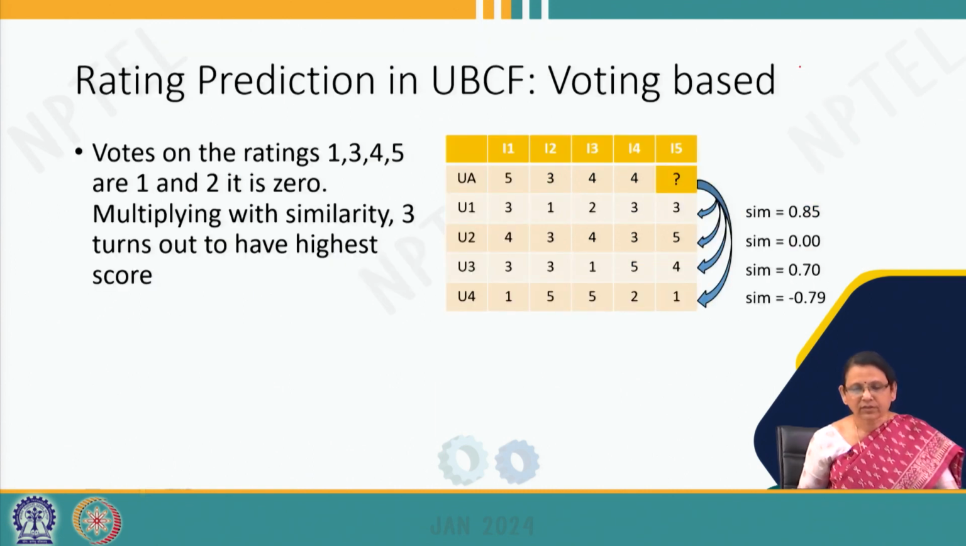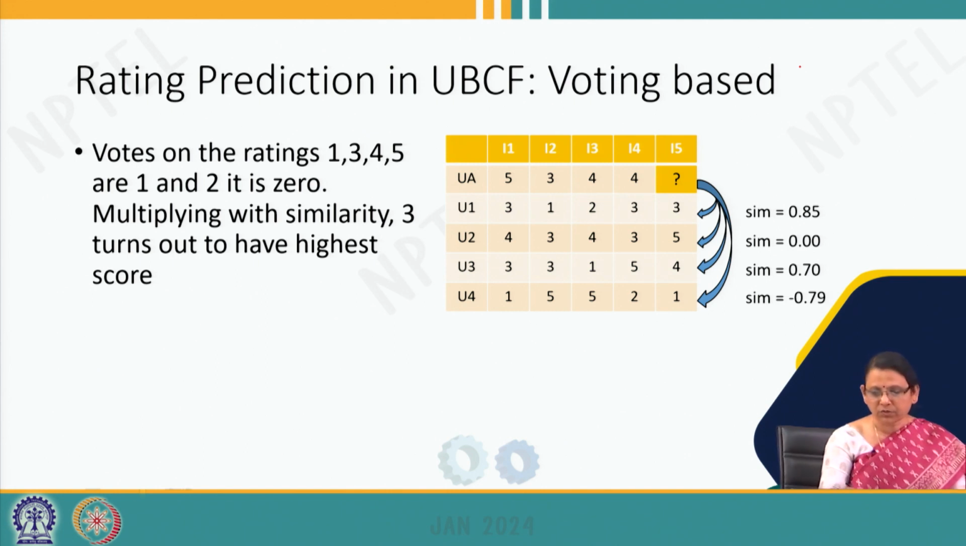But in case you do not go for this weighted average, then looking at this similarity, we can find out a vote for individual items. So, here individual rating. So, here what is the scale? 1, 2, 3, 4, 5. So, this is the scale.